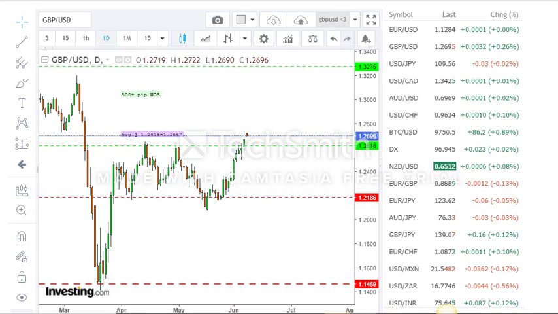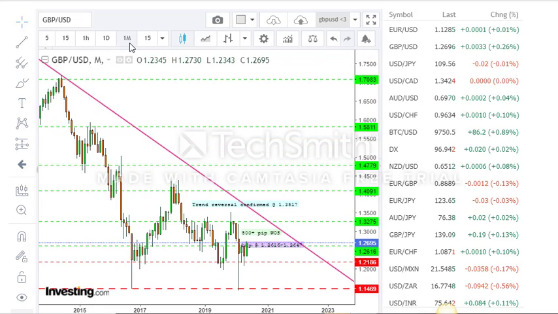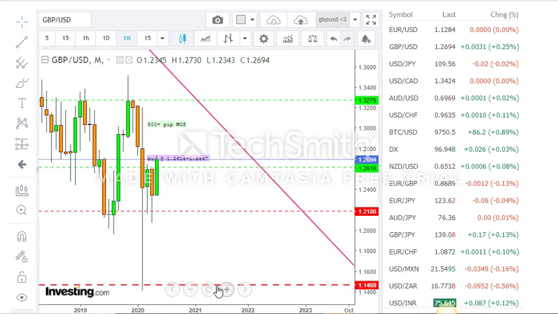Next pair is going to be Pound USD. So with this one, let's go to the monthly. And as you can see here, this particular pair is currently on a downtrend. There's a huge window of opportunity right here because we actually have a window of wide open space. It conquered the 1.2616, so let's see if that holds for the month and continues to go up.